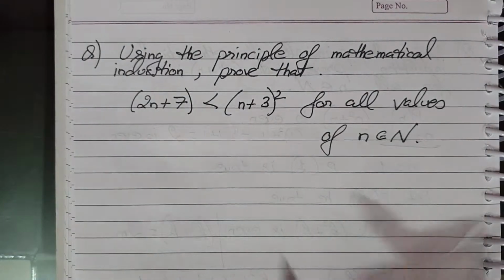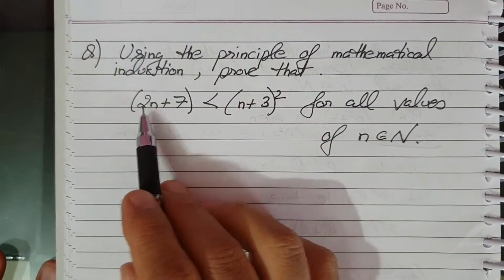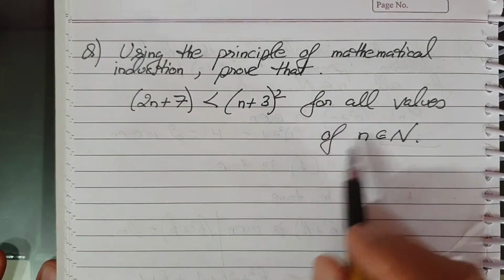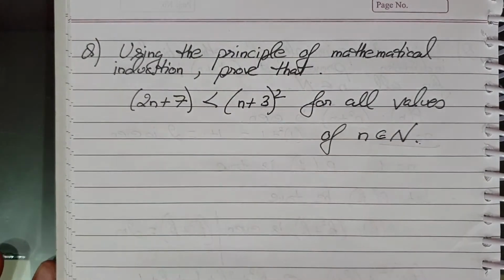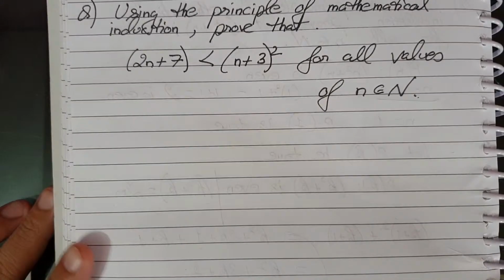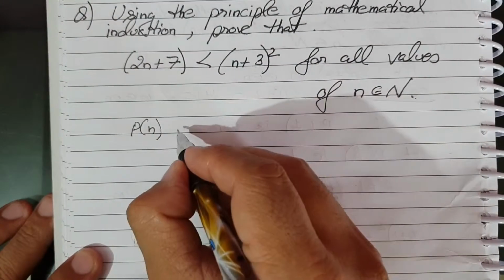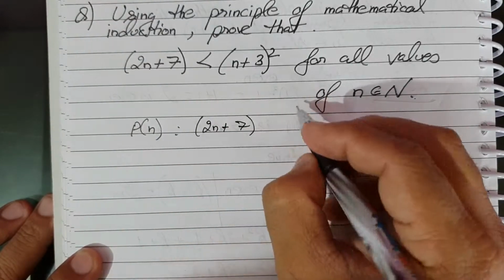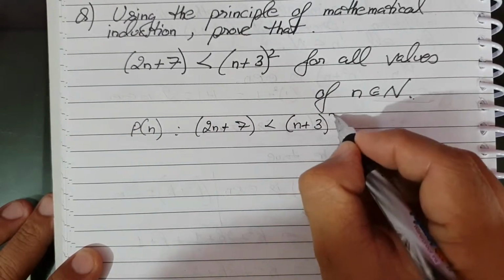Next example. Using the principle of mathematical induction, prove that 2n plus 7 is less than (n plus 3) whole square for all values of n belongs to natural number. Now you have to prove that 2n plus 7 is actually less than (n plus 3) whole square. Now let Pn be the statement. So Pn such that 2n plus 7 is less than (n plus 3) whole square.